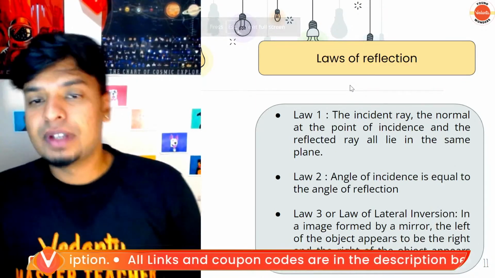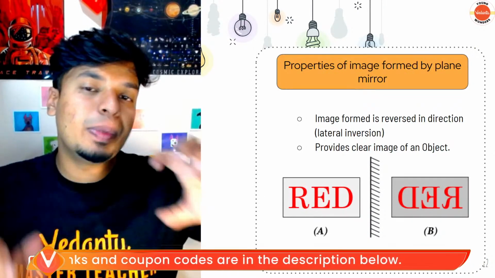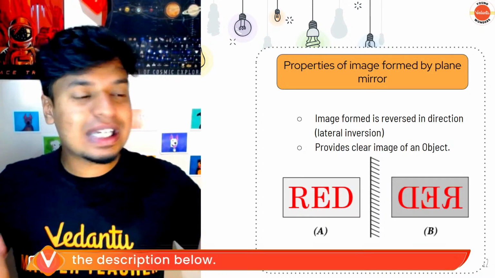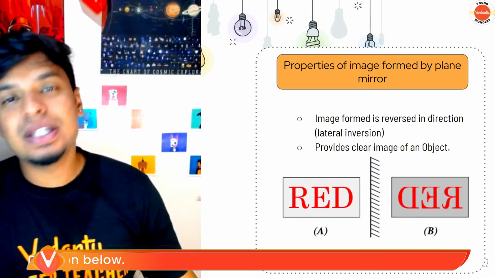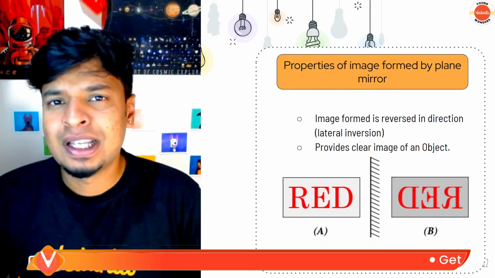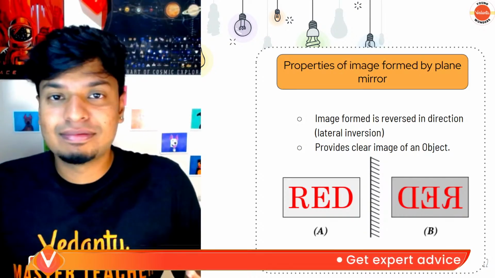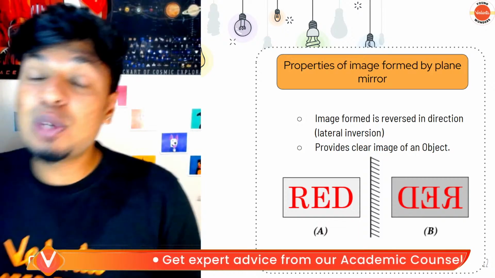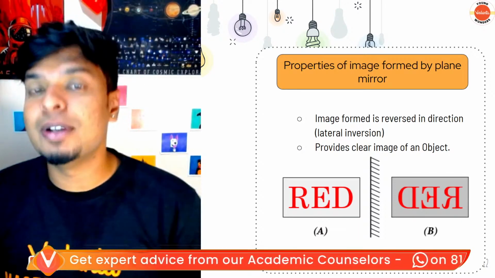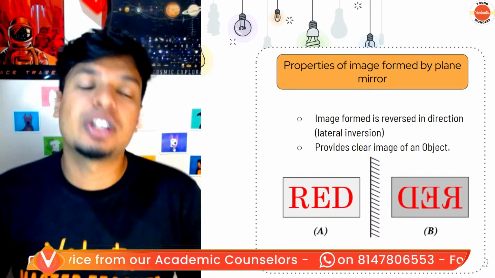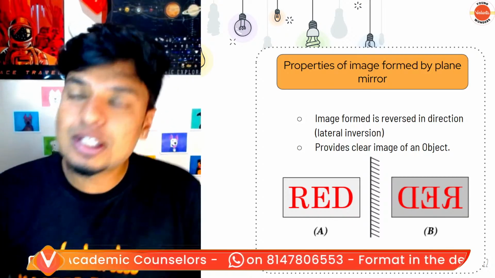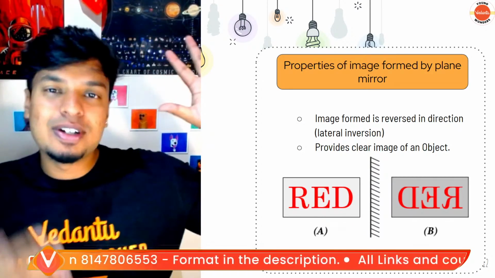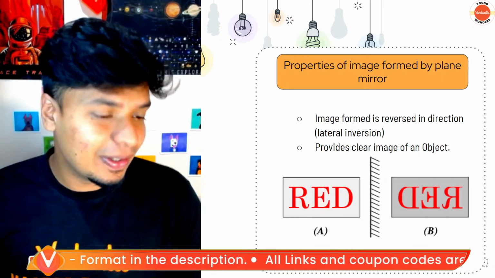Yes? Alright. Now, let's talk about the properties of images formed by the plane mirror. If you go stand in front of the mirror, what do you see? You see yourself, right? It is erect. You are just like how you are, isn't it? There's also one more special thing that happens in the mirror, that is lateral inversion. That means your right appears left, left appears right. Have you guys tried this in the mirror?